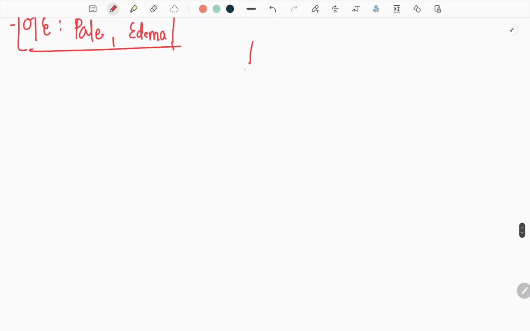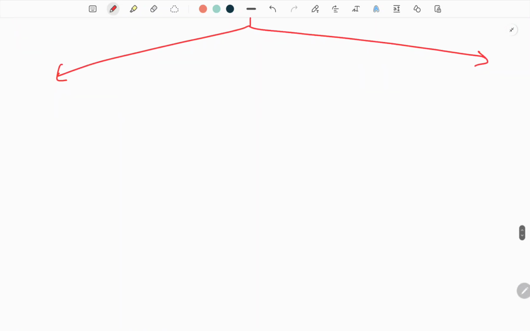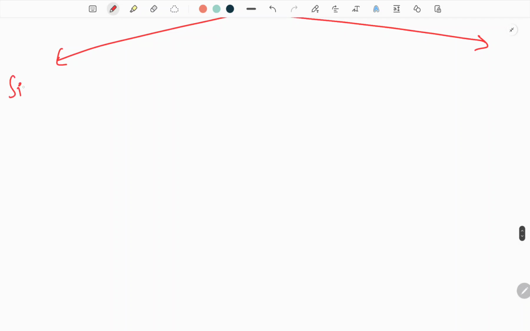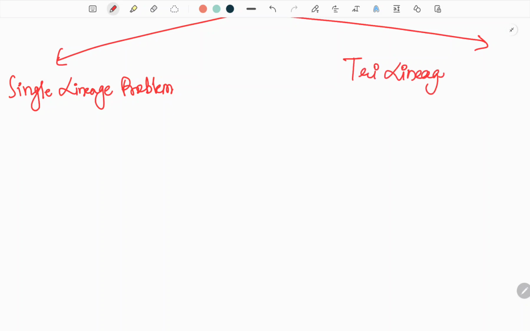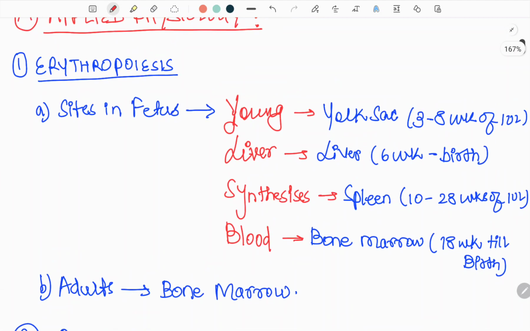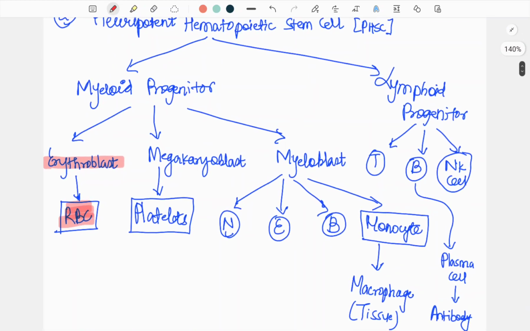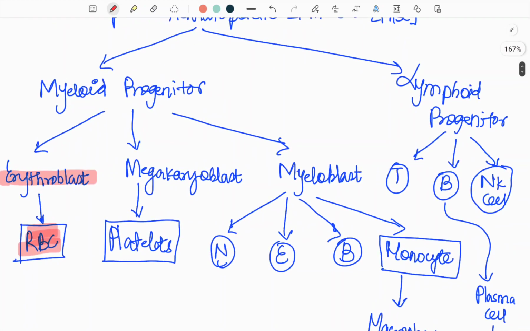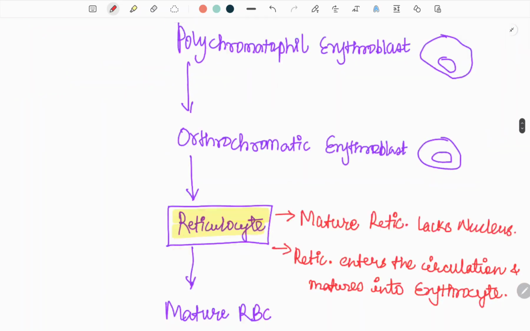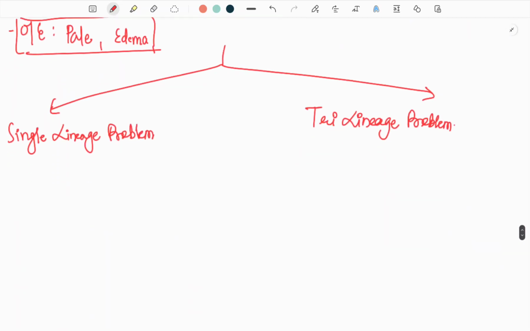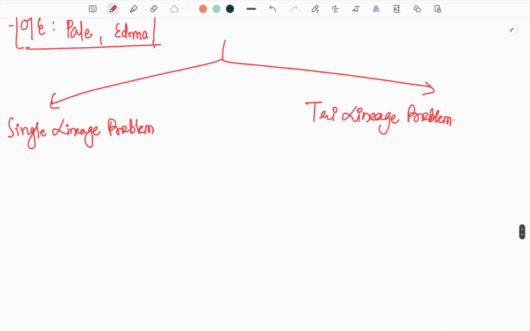So in lab diagnosis, you will look for whether you are dealing with a single lineage problem or a tri-lineage problem. First of all, you have to look for this. Lineage means the cells. Which cell? We have already discussed. This is the lineage. Single lineage means only the erythroblast and this cell is involved. Tri-lineage means the entire RBC and the lymphoid cells, everything that is also involved.